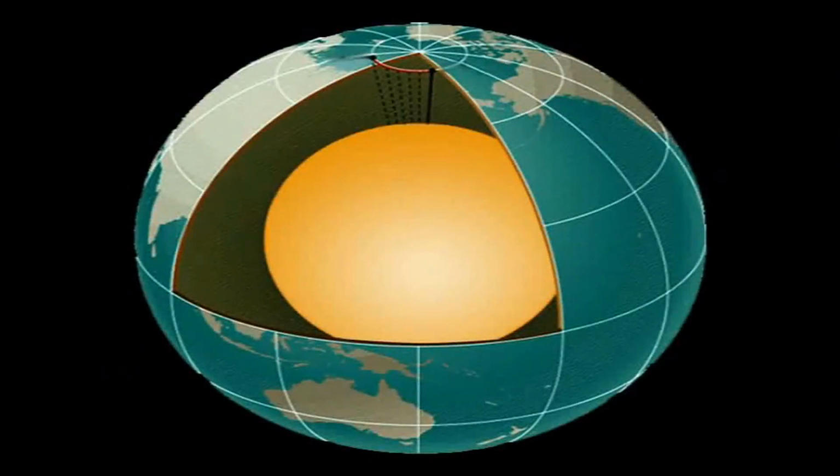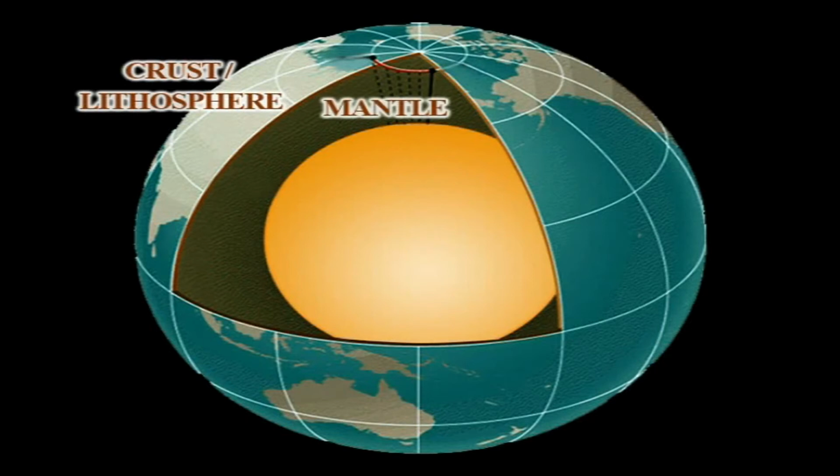Let us come to some of the details of the solid earth in this lesson, which consists of another broad 3 layers below the earth's surface. They are earth's crust or lithosphere, earth's mantle, and earth's core, which is further subdivided into outer core and inner core.